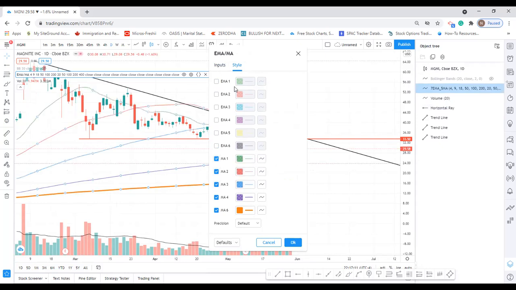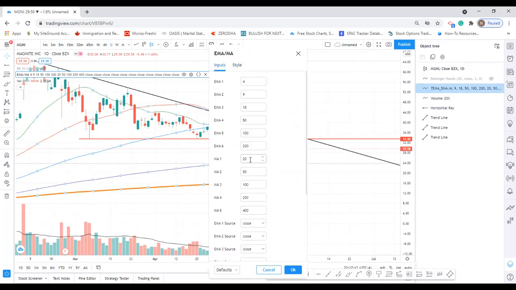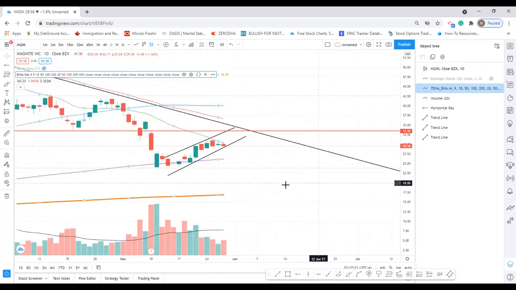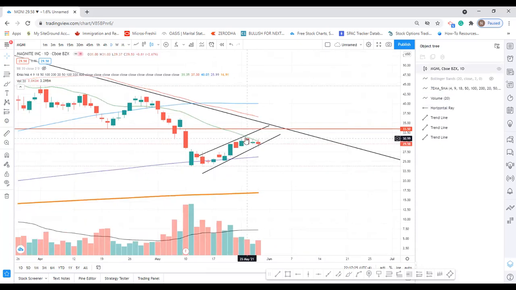Okay. So M1, M2, M3, M4, M6. Now let's see the inputs. M1 is 20, 50, 100, 200, and 400. Okay. So now green, this is 20. Red is my 50. This is my 100. This is my 200. This is my 400.